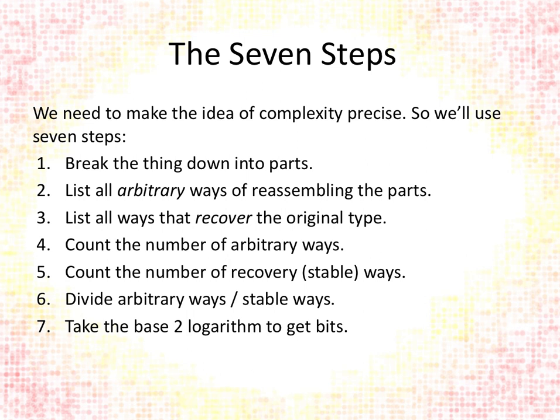First, we break the thing down into its parts. Second, we list all the arbitrary ways of reassembling those parts. Third, we list all the ways that recover the original type. Since they recover the original type, these ways are stable with respect to that type. Fourth, we count the number of arbitrary ways of reassembling. And fifth, we count the number of stable ways of reassembling, the ways that recover the type. Sixth, we divide the arbitrary ways by the stable ways, and then seventh, we're going to take the base 2 logarithm to turn complexity into bits.